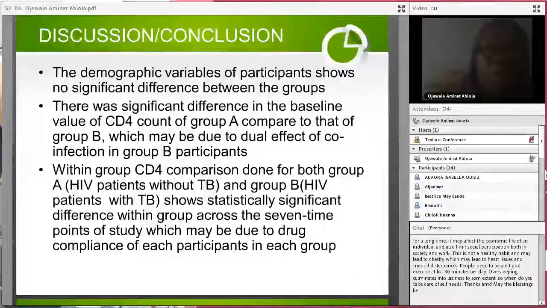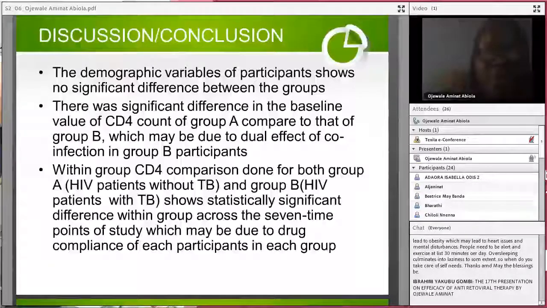And the within-group CD4 comparison done for both group A and B shows a statistically significant difference within group across the 7 points of study, which may be due to drug compliance of each participant in each group.